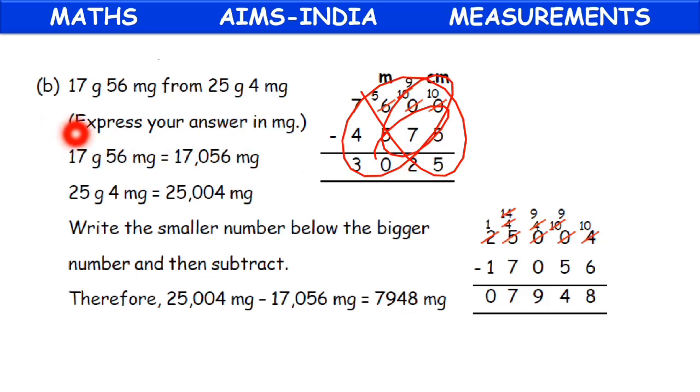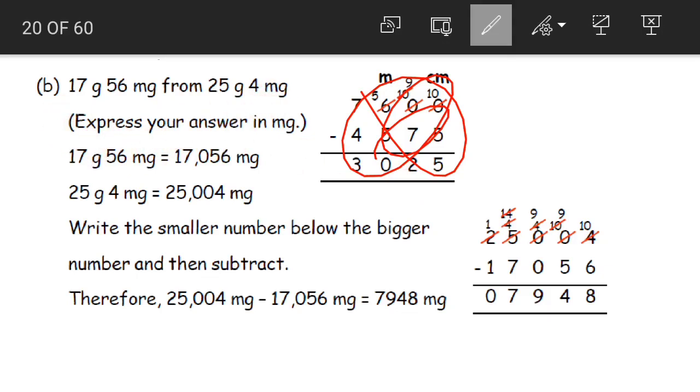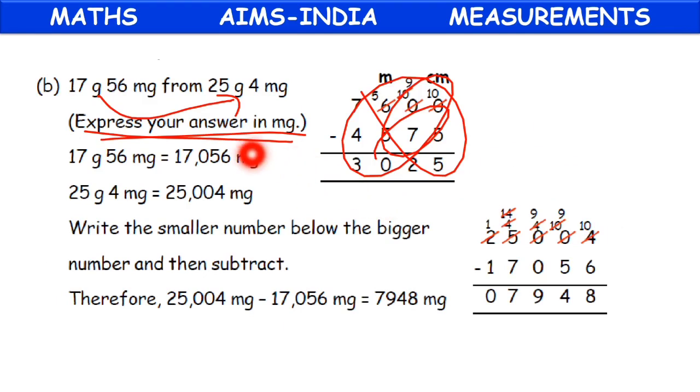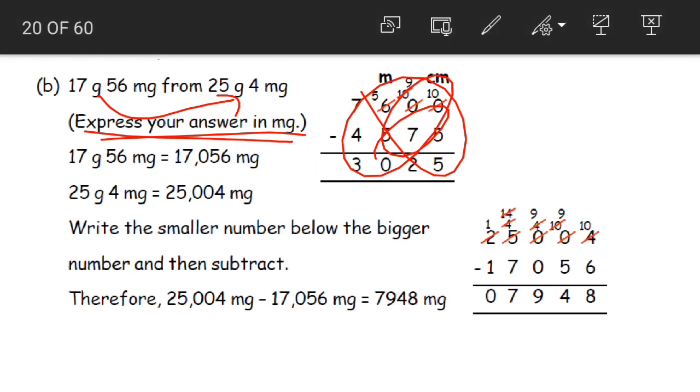Now let us look at this. We are having two terms. We have to subtract 17 grams 56 milligrams from 25 grams and 4 milligrams. And what is the one question that they have added? That is that we need to express our answer in milligrams. Previously we have expressed our answer as given in the question, such as liters, milliliters, or meters, centimeters. But here specifically they have mentioned that we have to express our answer in milligrams only.